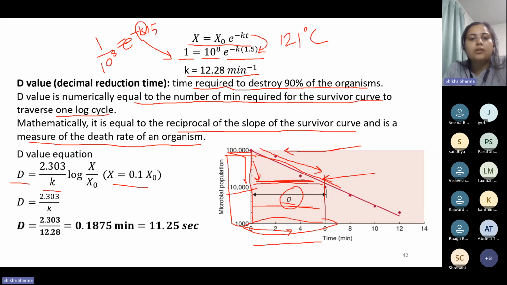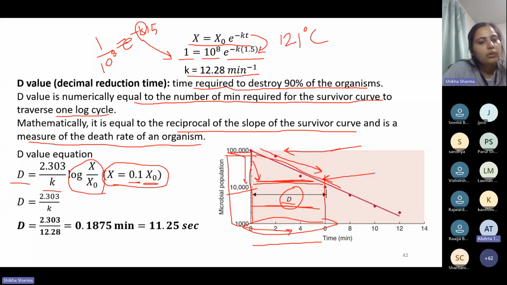When the final population is 90% reduced, that means 10% of the population will be there. So x naught is the total population, and 0.1 is because only 10% of microorganisms survive in the final condition. So the final microorganism population will be x equals 0.1 x naught. If we put this x value, 0.1 x naught upon x naught, the x naught will cancel, and log 0.1 will be there.